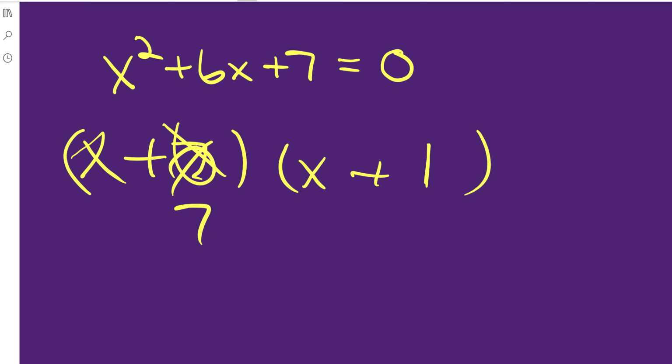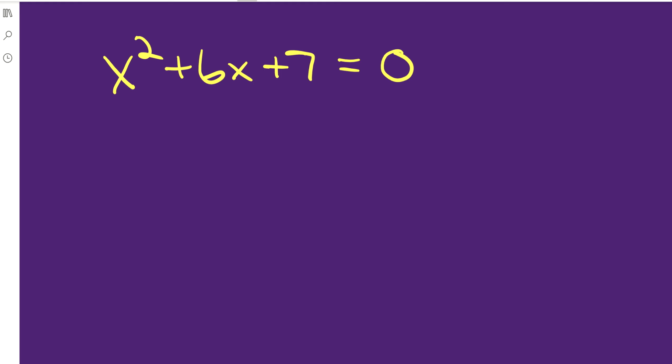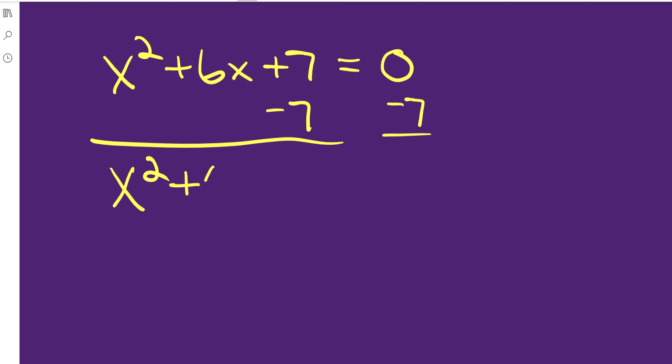You got 7 times 1 is 7, but 7 plus 1 is 8, not 6. So you can see I can't factor in the traditional sense. So I have to do it by completing the square. Okay, so let's go ahead and do it. My lead coefficient is 1. That's good. I'm going to clear out the c here by subtracting 7 on both sides. So now I've got x squared plus 6x plus what is going to equal -7.